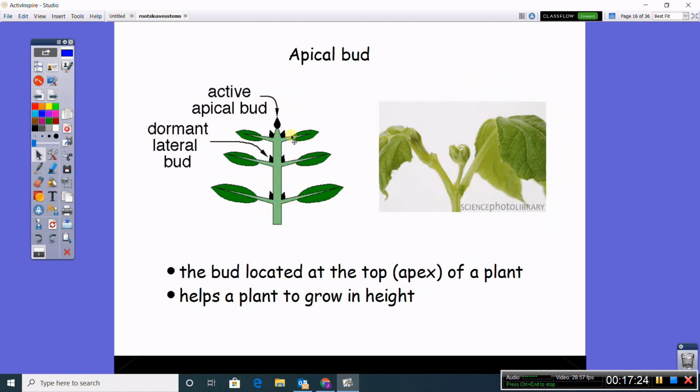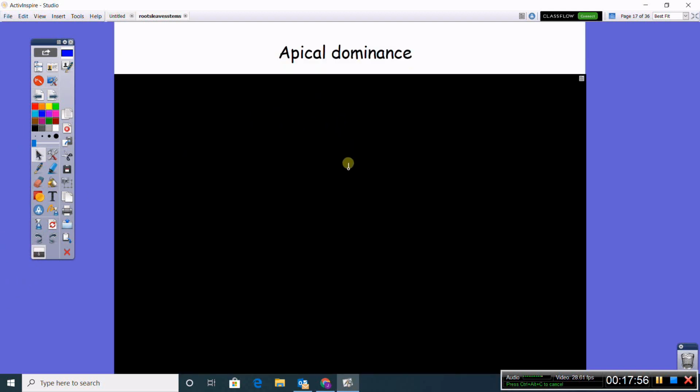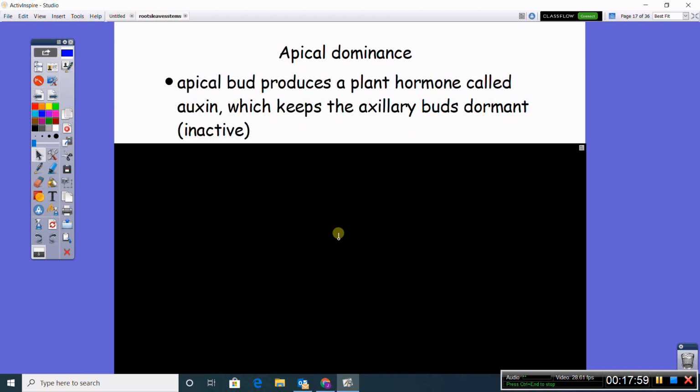Okay, at the top of the plant is an apical bud. It looks something like that. That's at the very tippy top. Remember that apex means tip or point. So apical bud is at the top. You'll see this in some of the bushes that you might find growing around your yard or your neighborhood. The apical bud is the bud located at the top or apex of the plant, and it's what helps the plant to grow in height. And we'll talk about the hormone that's being produced that helps with that. All right, so this is something called apical dominance, which I think is kind of neat.